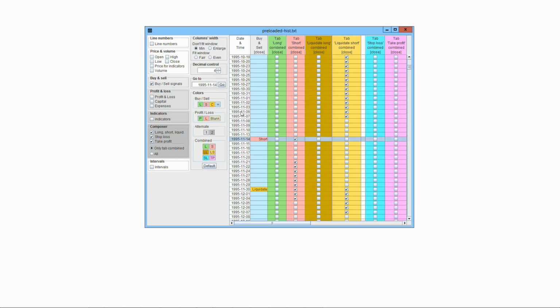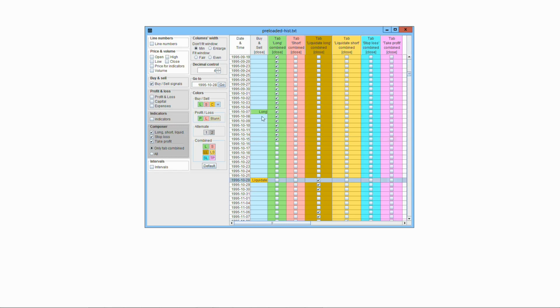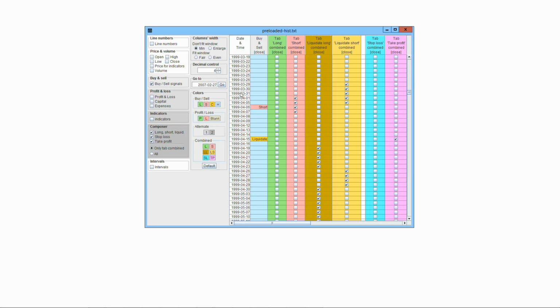If there are no open positions and only the short tab is true, a short signal is given and a short trade is opened. If there is a long position open and just the tab liquidate long is true, the long position is liquidated by definition. The same holds true if just the tab stop loss or take profit are true. The position, long or short, is liquidated.